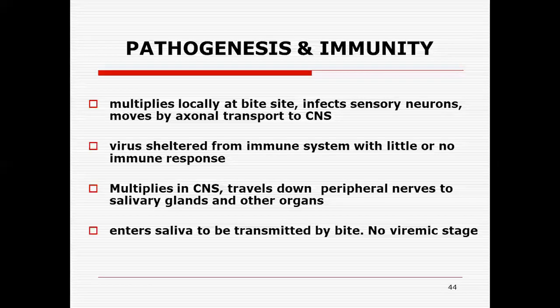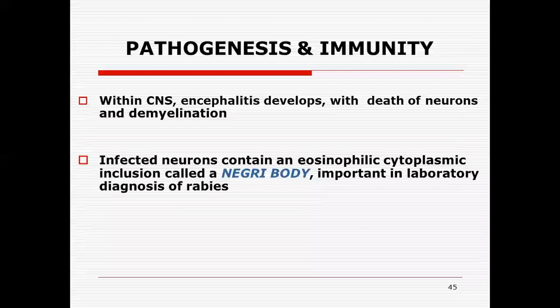Now within the central nervous system, it will cause encephalitis with the death of the neurons and demyelination of the nerve cells. Infected neurons contain eosinophilic cytoplasmic inclusions, what we call the Negri bodies. Negri bodies in the brain tissues are pathognomonic for rabies. You make the slide and you see the pathognomonic inclusions are present there.